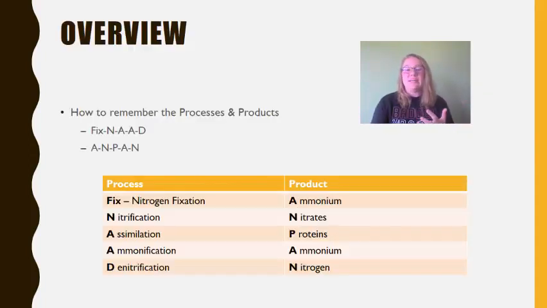If you really want to get into the nitty-gritty of the processes and the products, you can use the acronym FIXNAD and PAN. Honestly, I don't think you really need to know this, so I'm just going to put it here. If this is something that you really want to dive into, again, this is that extra credit, extra step level of understanding, but in general, I don't really want to spend a lot of time on this.